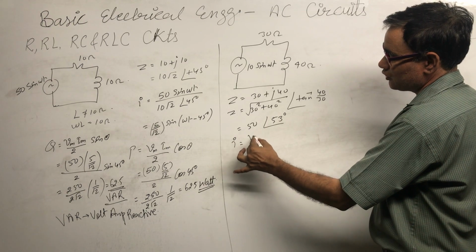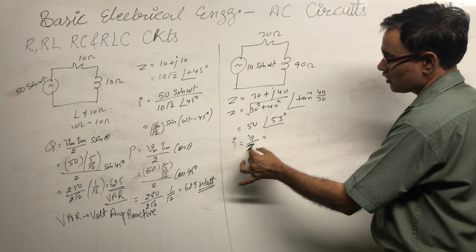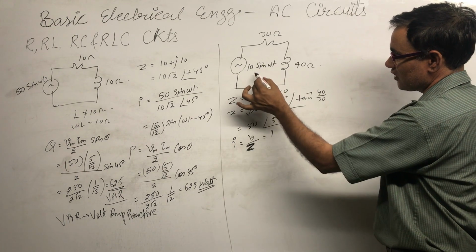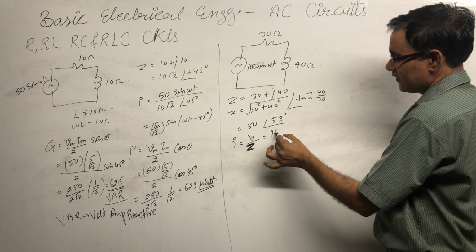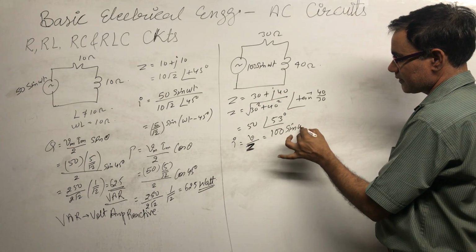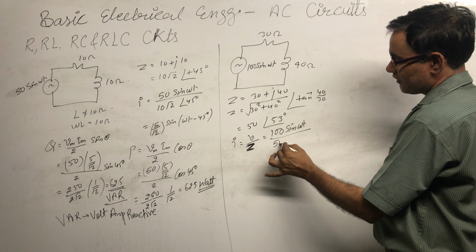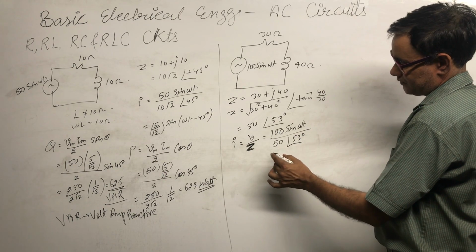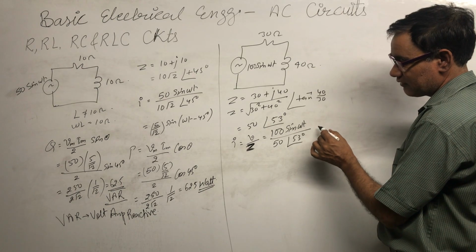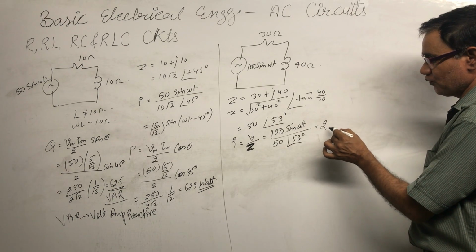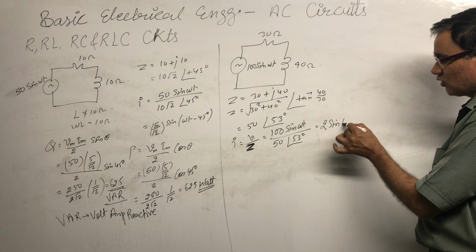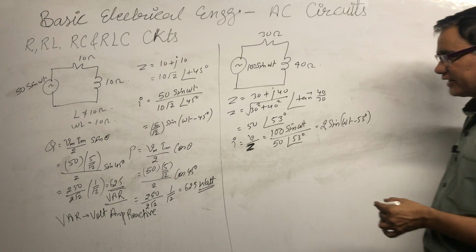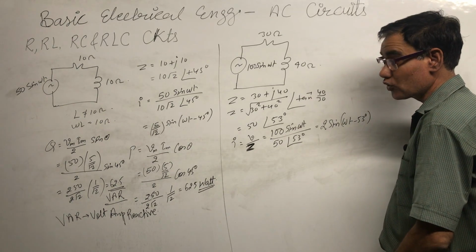Now the current. Current is voltage divided by impedance Z. The voltage we are taking is 100 sine of omega t, divided by the impedance, which is 50 at an angle of 53 degrees. So definitely the current becomes 2 sine of omega t minus 53 degrees.